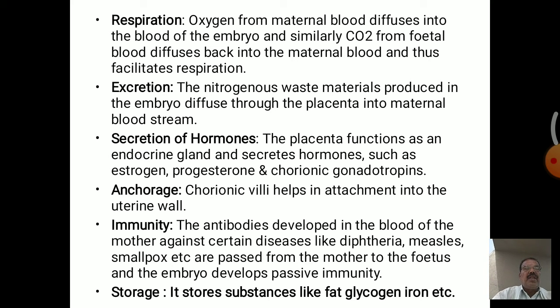Anchorage: chorionic villi help in attachment to the uterine wall. Immunity: the antibodies developed in the blood of the mother against certain diseases like diphtheria, measles, smallpox, etc. are passed from the mother to the fetus, and the embryo develops passive immunity. Storage: it stores substances like fat, glycogen, iron, etc.